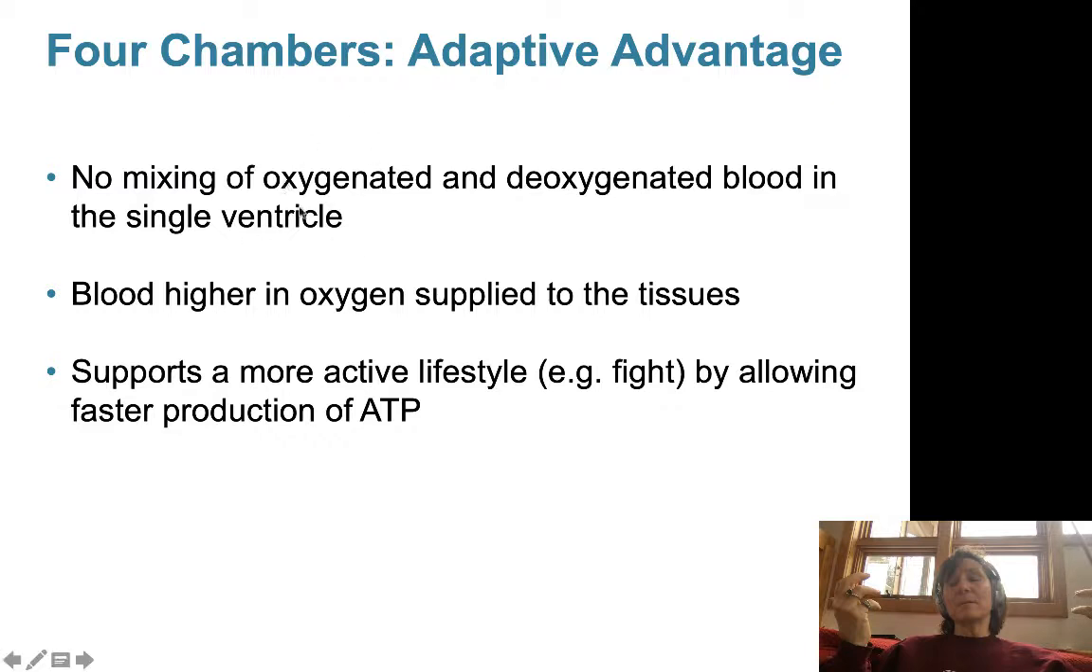So with 4 chambers, you have no mixing of oxygenated and deoxygenated blood in the single ventricle. You have blood higher in oxygen when it's supplied to the tissues because you lack that mixing, and it supports a much more active lifestyle, allowing for faster production of ATP.